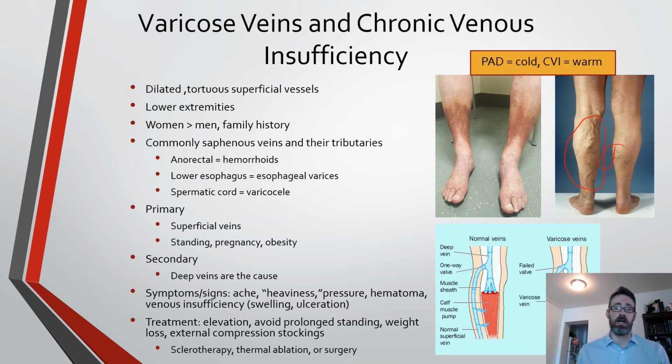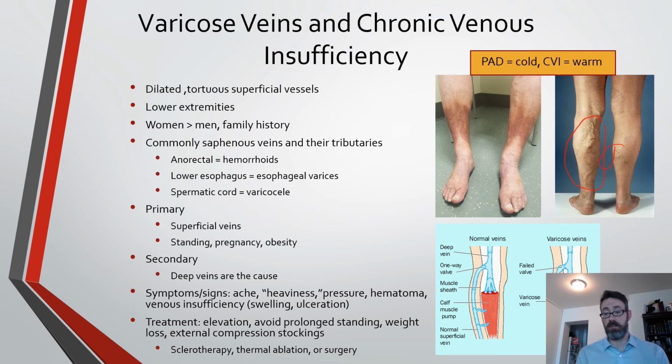With primary, these are really the superficial veins, and things like standing, pregnancy, obesity, right? So prolonged standing, a lot of gravitational pull causes pooling of the blood in those veins. Pregnancy, which is volume overload, as well as an increase in resistance through the abdomen, can also cause that. Obesity can cause it as well, and one of the reasons is that adipose tissue is not as good a structure at maintaining and holding the veins in place as, say, lean muscle. So that's one of the reasons for that.